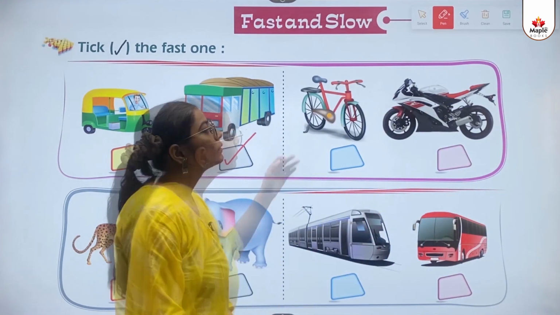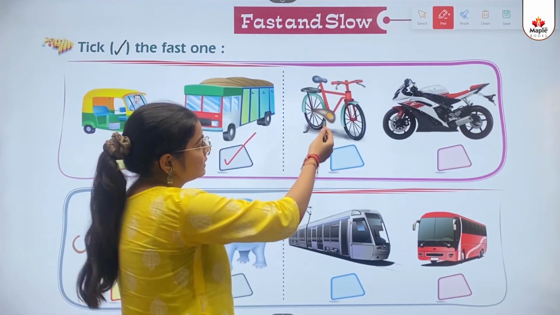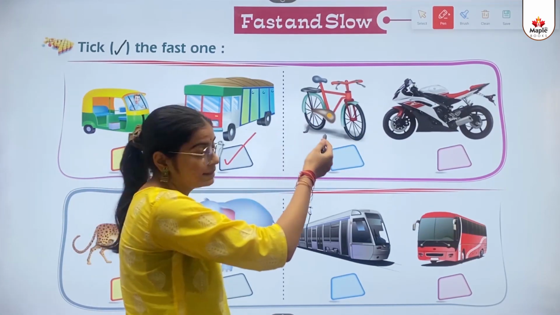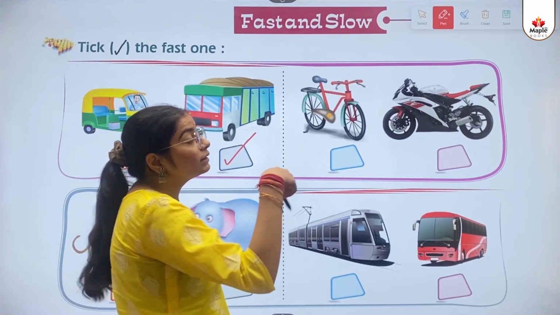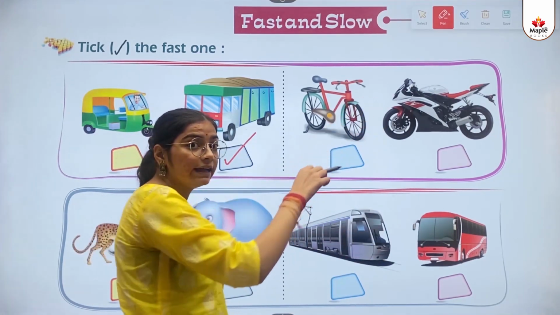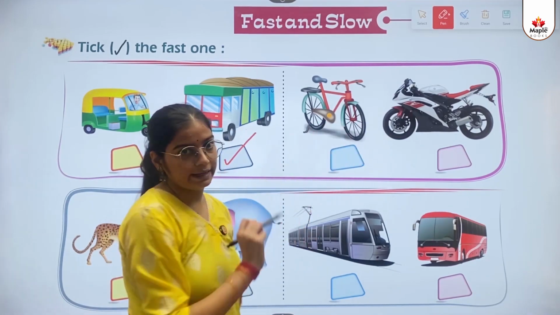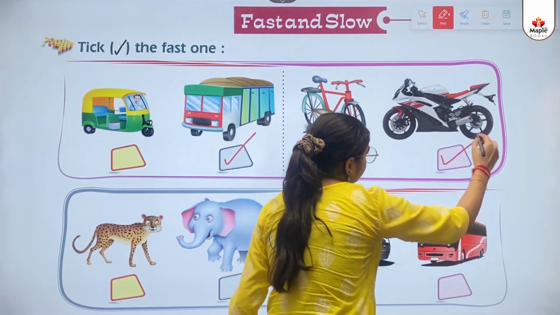Then, so kids, here are two pictures given. One is a bicycle, the other a motorbike. If we travel some distance with the cycle, it takes more time. And if we travel the similar distance with the motorbike, it will take less time. So, which one is the faster one? Motorbike is the faster one. So, we'll tick on the motorbike.